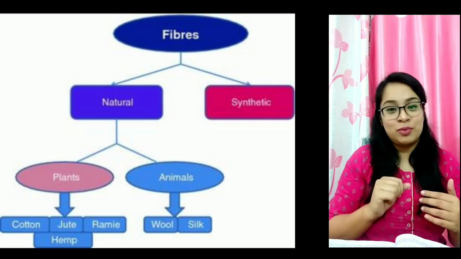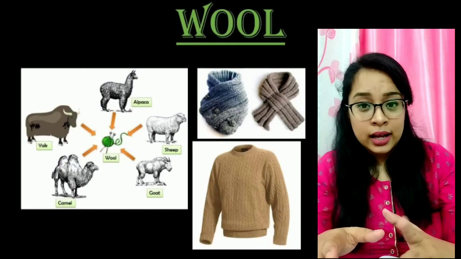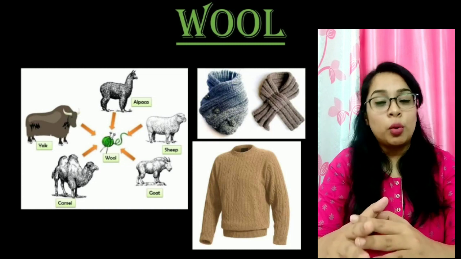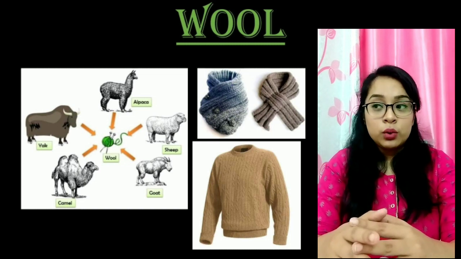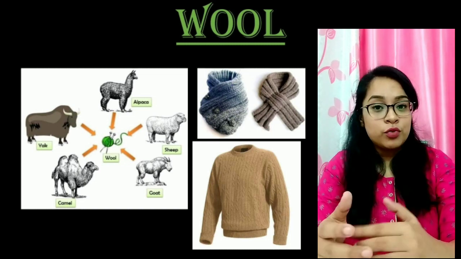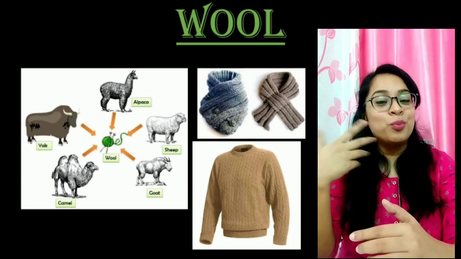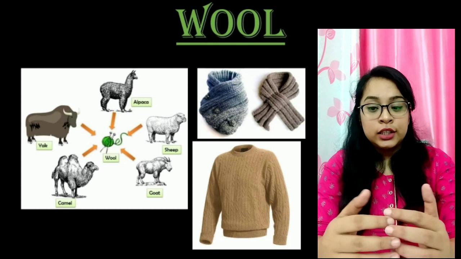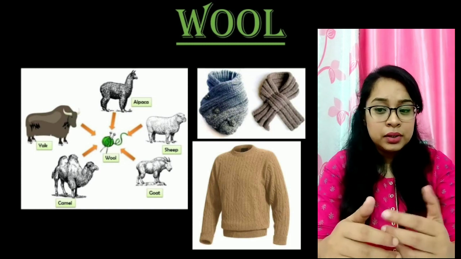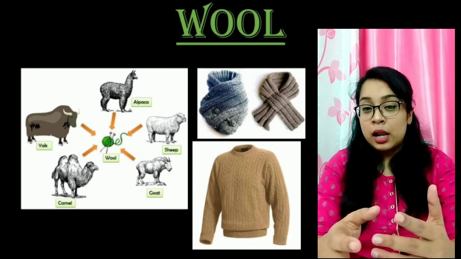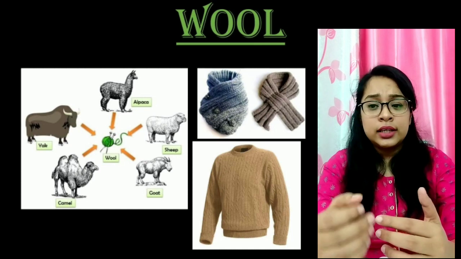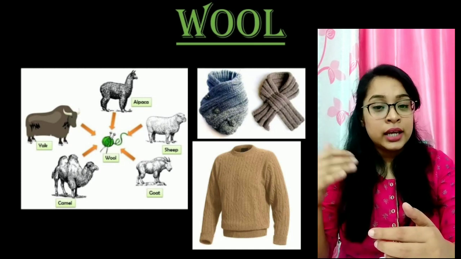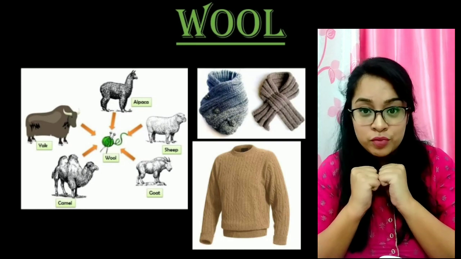So in this chapter we will be learning about the natural fibers, mainly wool and silk, that means the animal fibers. Let's start with the first animal fiber, wool. It is the most commonly used animal fiber. Wool is actually the modified form of hairs. During winters, the sheep, goat, camels, yak, and alpaca grow some wavy hairs, and these hairs help them to stay warm in winter.